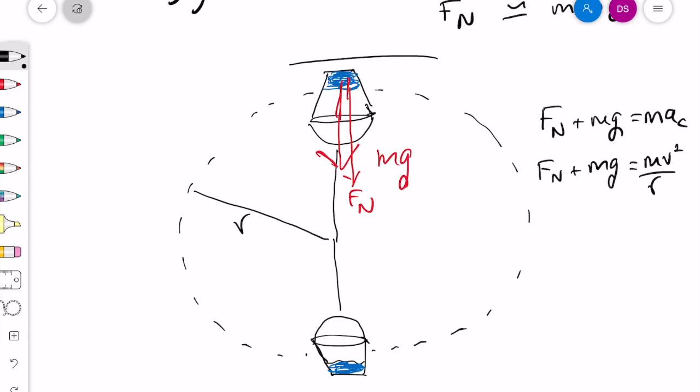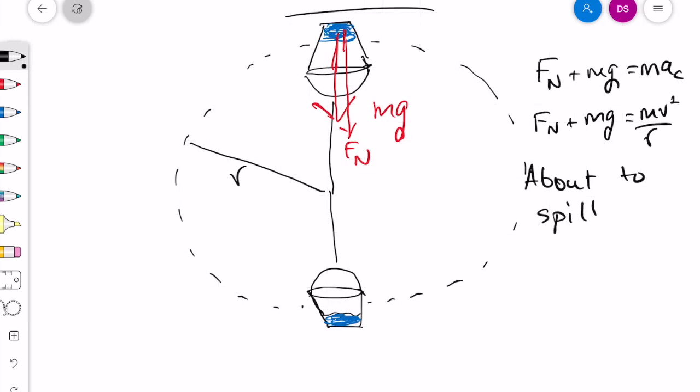That's an equation that's generally true when the bucket is flung around in a vertical circle. The question is asking for the minimum speed at which the water will not spill. So when the water is about to spill, what can you tell me about the normal force? When the water is just barely making contact with the bottom of the bucket, the normal force will be practically zero. So in that case, you get the minimum velocity.